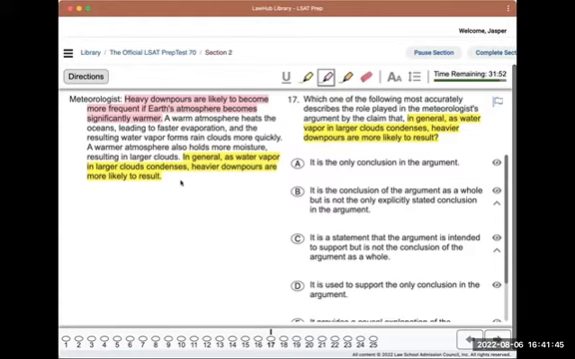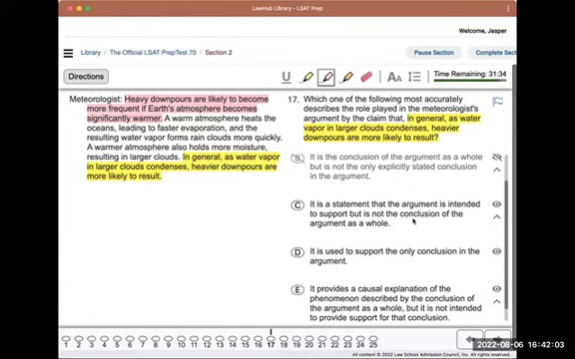So A, is it the conclusion? No, the conclusion is the first sentence. Is it the conclusion? Again, B, no. Is it a statement that the argument is intended to support, but is not the conclusion of the argument as a whole? So those other statements don't actually support this one, right? They are connected to each other to support the conclusion.